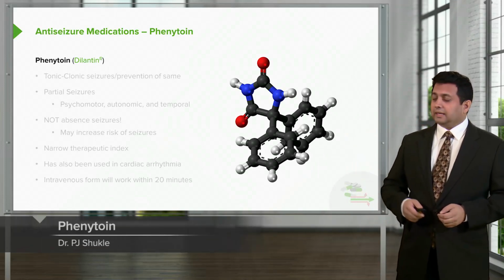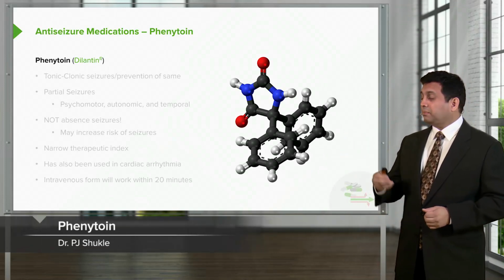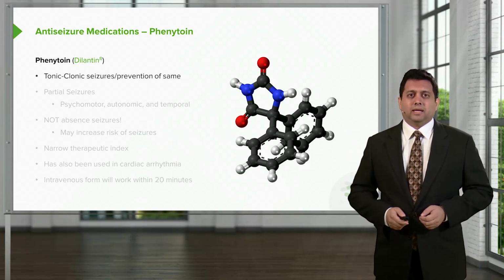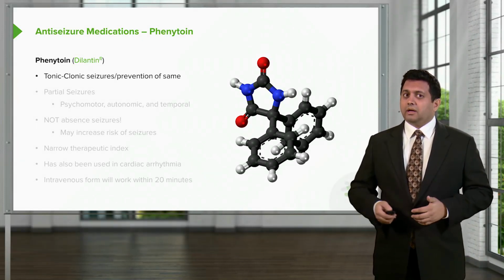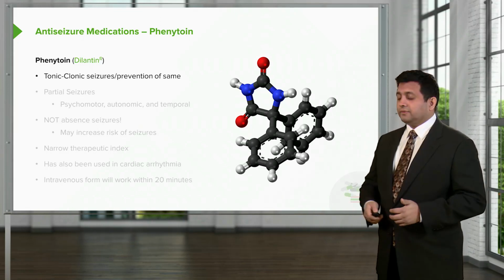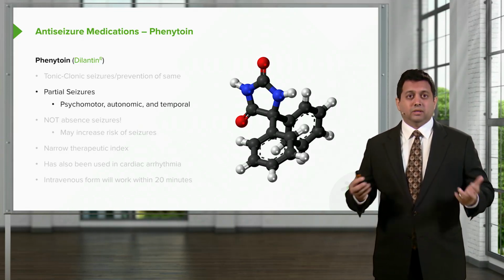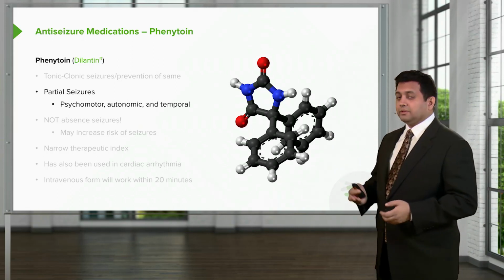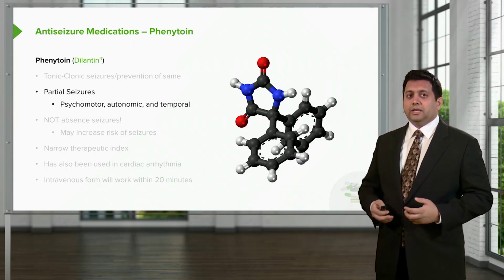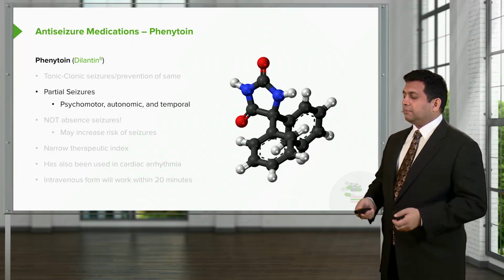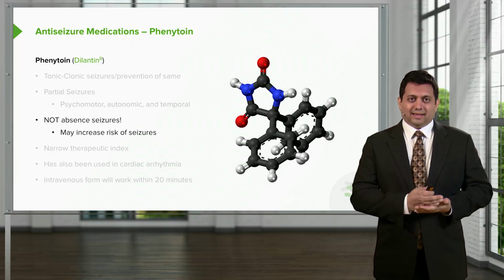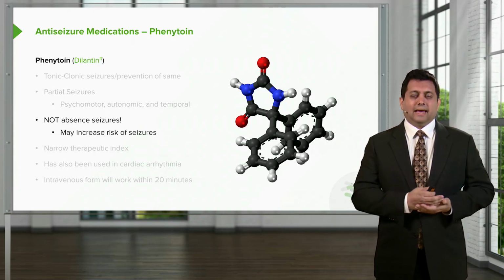Phenytoin is also called Dilantin, and it's probably the most commonly prescribed anti-seizure medication. It's used in tonic-clonic seizures and prevention of tonic-clonic seizures. It's used in partial seizures, and it doesn't matter if those partial seizures are psychomotor in nature, autonomic in nature, or temporal partial seizures. We do not use Dilantin or phenytoin in absence seizures.